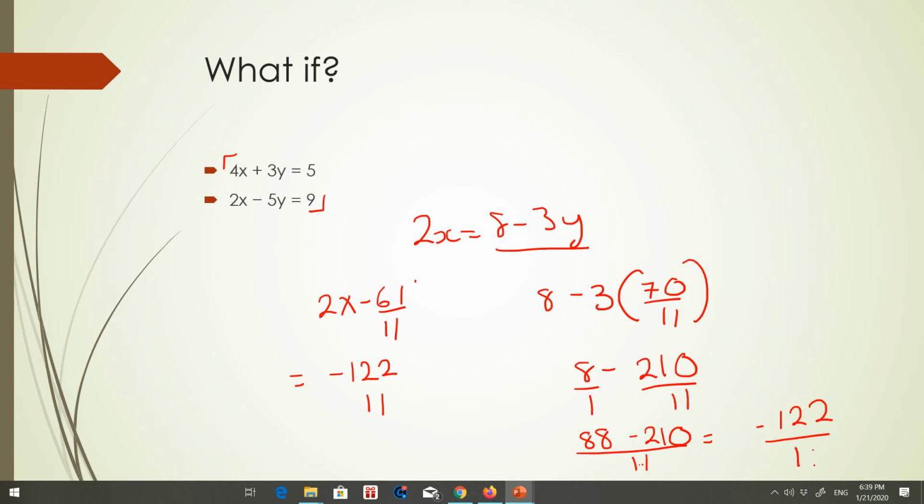So we've been able to confirm that our answers are in fact correct. 88 minus 210 is minus 122, and we checked it. So 2x equals 8 minus 3y, so our answers are correct. x is minus 61 over 11, and y is 70 over 11.